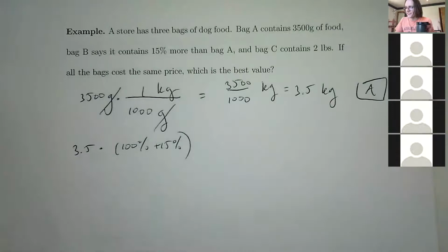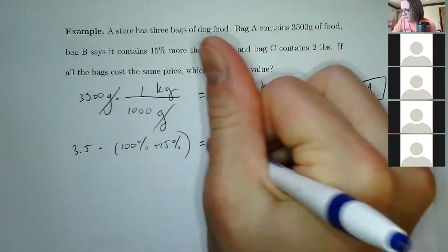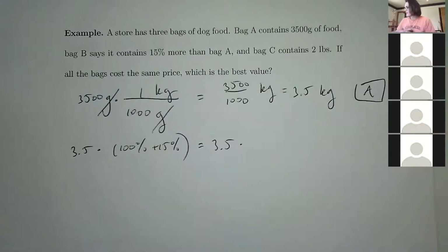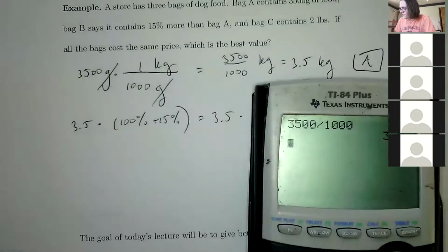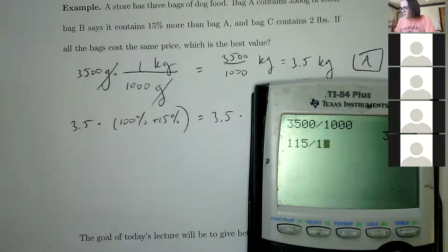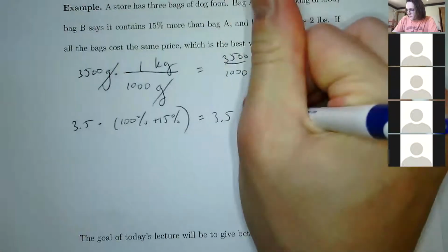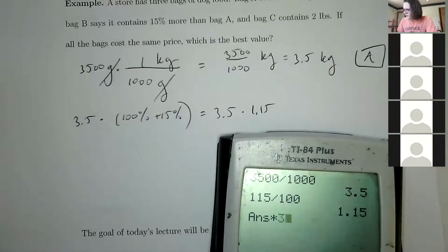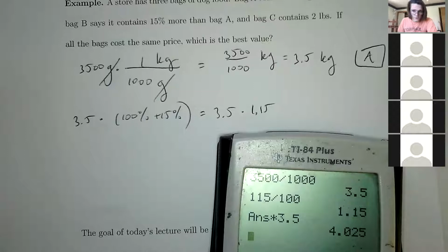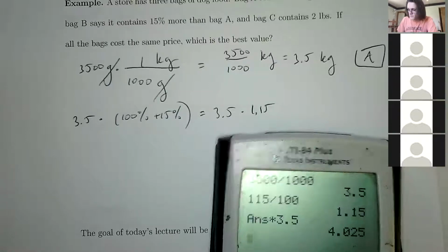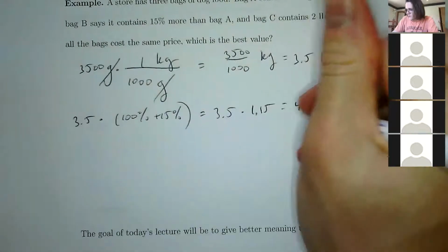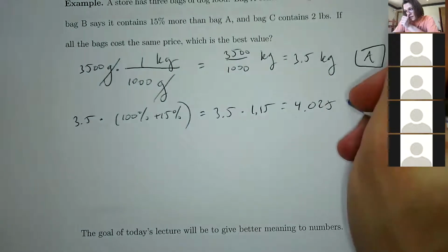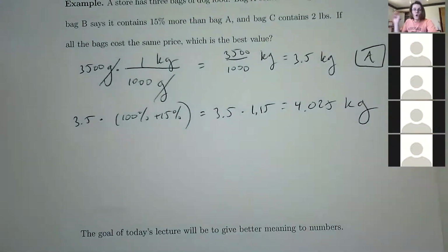But yeah, so we do what we've done. So 3.5 times, what is it? It's 115%. So you do 115 divided by 100 to get it in decimal form, which is 1.15. And I can multiply those together, 1.15 times 3.5. So it's 4.025 kilograms. Right, so just over 4 kilograms.